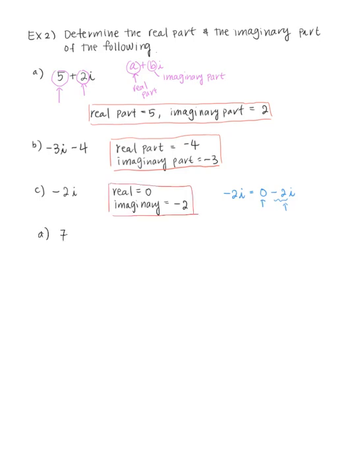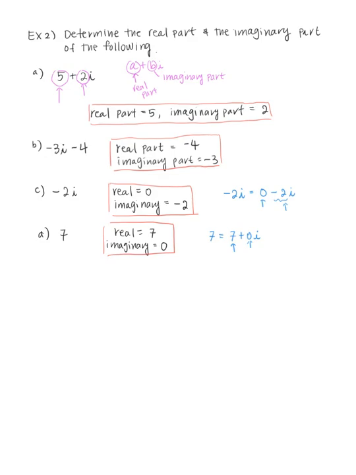Part D, now let's just look at good old 7. Do we have any i there, any imaginary unit? No. So the coefficient on i must be 0. So the imaginary part is going to be 0, and the real part is going to be 7. Also, we can write this as 7 plus 0i. That's why 7 is the real part, and 0 is the imaginary part.